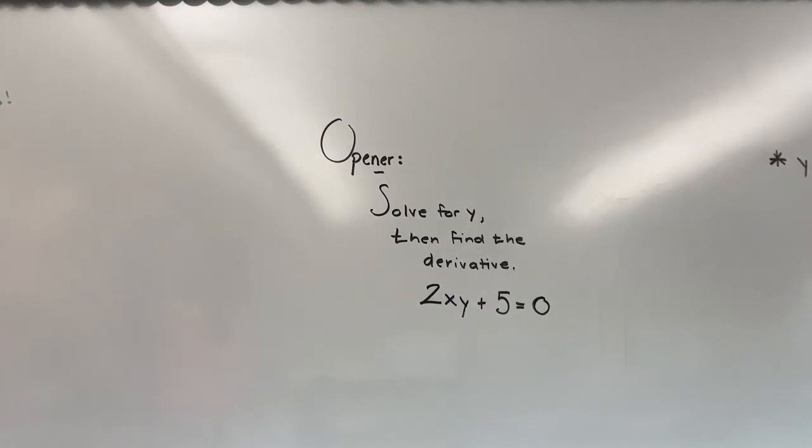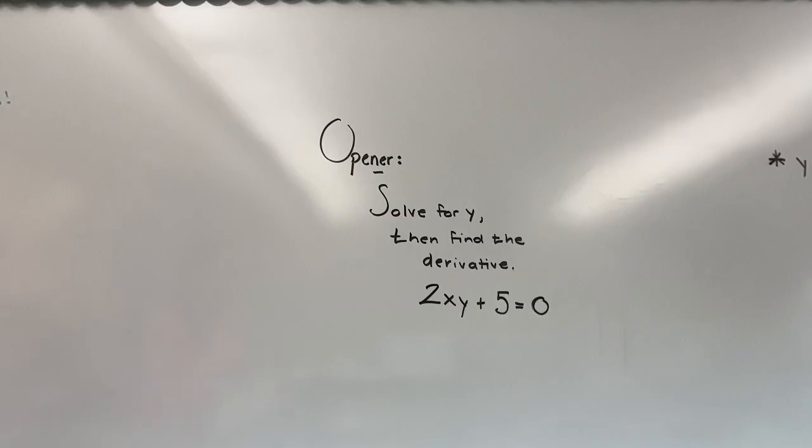We're going to start section 4.2 today, which is called implicit differentiation. In order to understand implicit differentiation, we're going to start with a simple opener. We're asked to solve for y, then find the derivative of 2xy plus 5 equals 0. Again, when we look at this problem, think about why I'm asking you to solve for y.